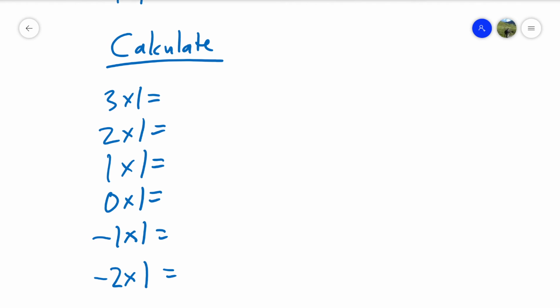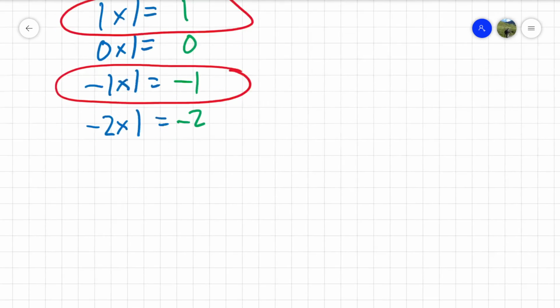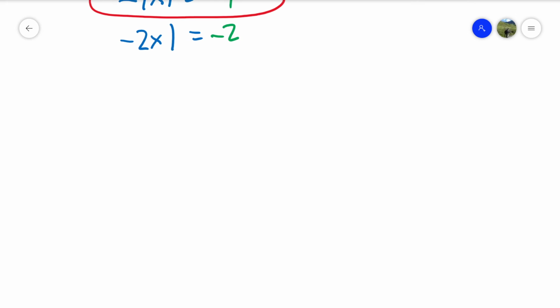3 times 1 is 3. 2 times 1 is 2. 1, 0, minus 1, minus 2. Why for me is this pattern useful? Because it's a confirmation that 1 times 1 is 1. Some students, I think, rightly say, well, everyone's so sure that 1 times 1 is 1. How can we be sure about this? Well, because we use patterns like this to justify how we think about maths, how we use maths terminology to describe things.